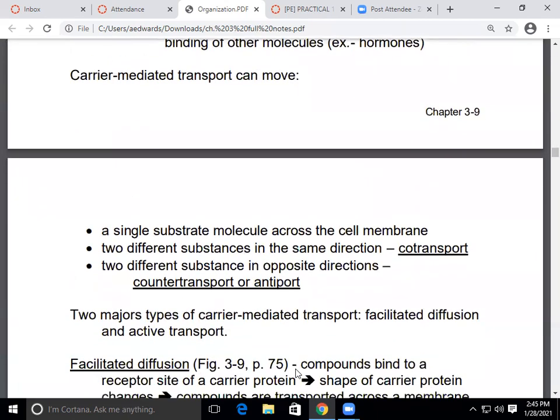Now, carrier-mediated transport can move substrates, a single molecule across the membrane, or it can move two substances in the same direction. We call that co-transport because they're going in the same direction. You can move different substances in opposite directions. We call that counter-transport, also known as antiport. So: one substrate, one direction; two substrates, same direction; two substrates, opposite directions, okay?